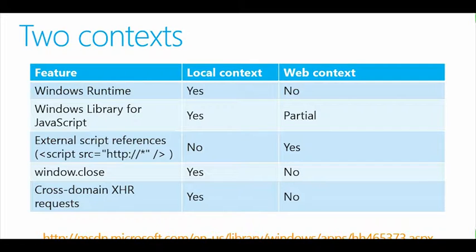That's what it means, right? You can access Win.js, which I'm going to tell you about. It's just a JavaScript library. And you can do cross-domain XML HTTP requests, no problem, from within local context. So this is a little bit of, hey, these are the things that you could do.